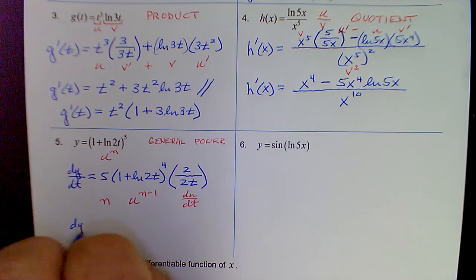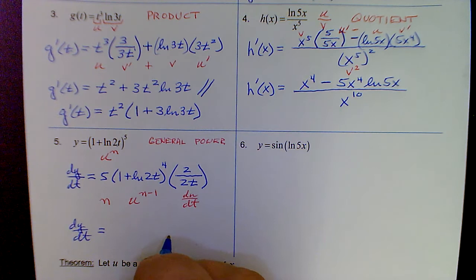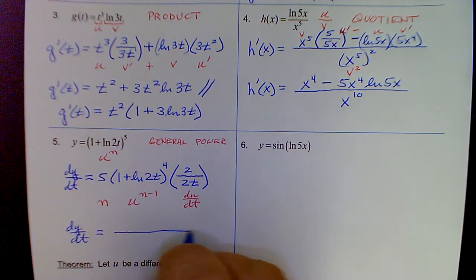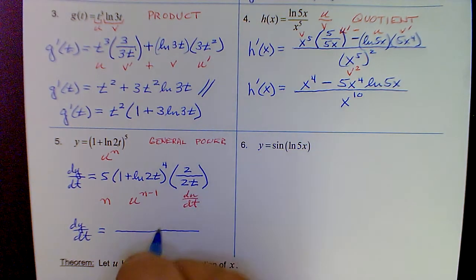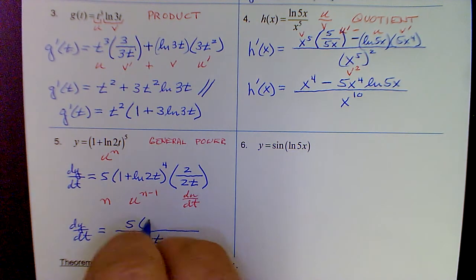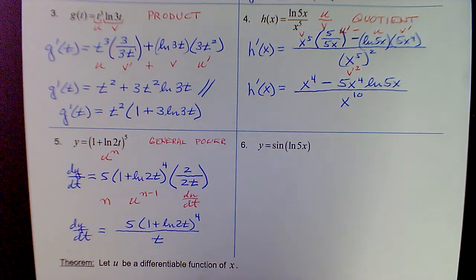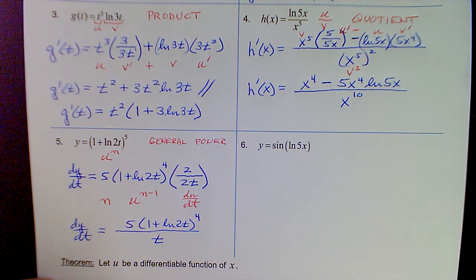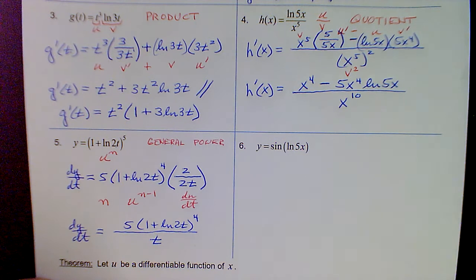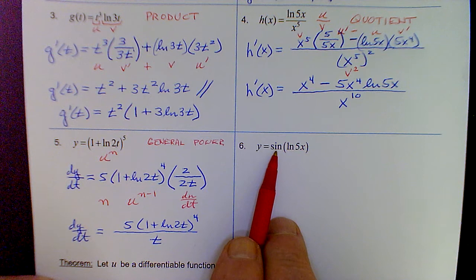To simplify this, you could do a variety of things. Let's just say dy dt is, and I'm going to leave it as a single fraction. I'm going to cancel off these 2's. The only thing in the denominator would be a t, and then we'd have 5 times the quantity, 1 plus natural log of 2t, to the 4th left in the numerator. Alright, now in this example, when you read this, make sure you read it as obviously y equals, but it's the sign, and then the next thing you should say is of.